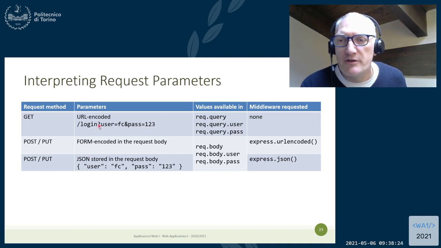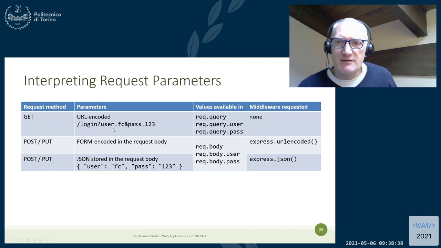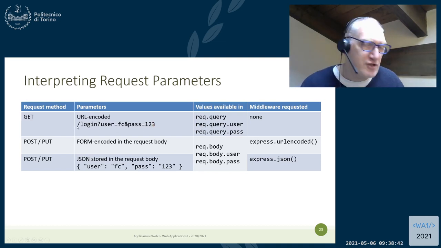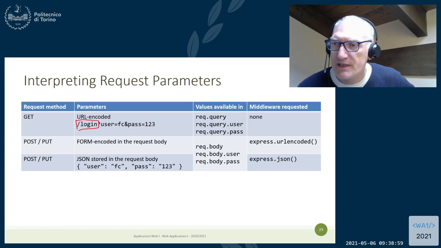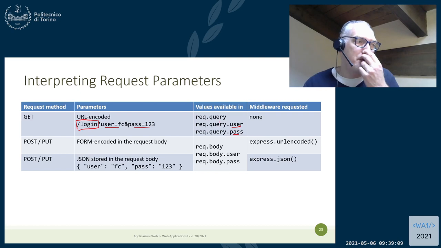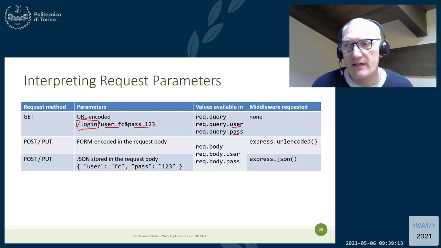This is normally encoded in the URL, and it is automatically available in the query property of the request object. Express will parse the string, and will only match the first part of the string. So actually the path that you are defining here, the route, will be just slash login. And all the rest, from the question mark on, will be automatically parsed by Express, and it will put every variable into a different sub property of request.query. So you immediately have this information there.